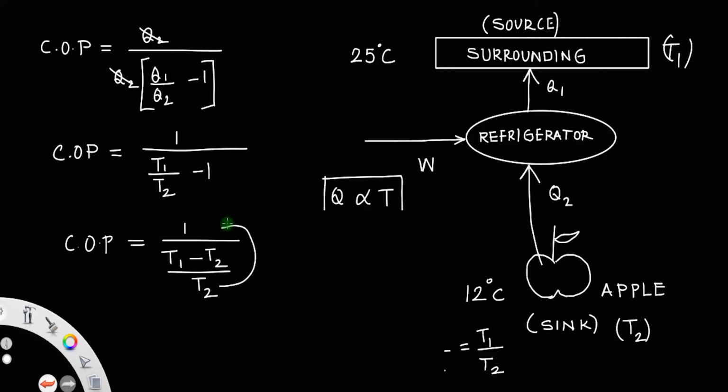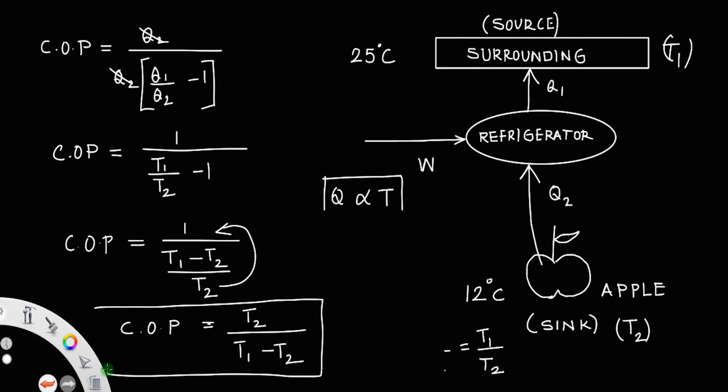You can take this T2 to the numerator. So the coefficient of performance is equal to T2 divided by T1 minus T2. Clear?